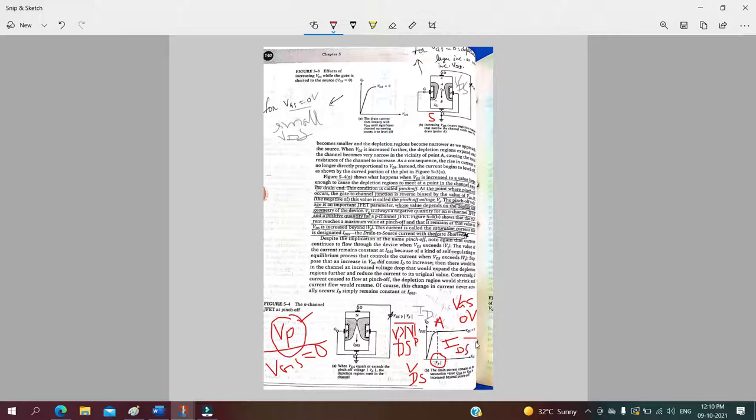IDSS is the reverse, or you can say the saturation value of current between drain and source when the gate is shorted. IDSS is the maximum value of the current between drain and source when the gate is shorted. Now what will happen, how does this curve vary when we apply gate to source voltage such that it adds to the reverse bias voltage drop between the two PN junctions on each side of the channel?